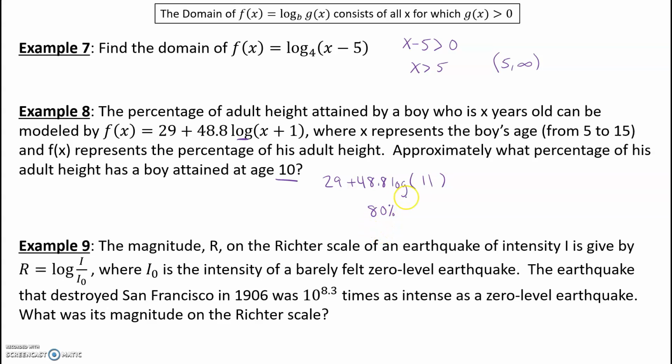So what percentage of adult height is attained by age 10? About 80% of your adult height is attained by age 10. So you're almost done growing by age 10.